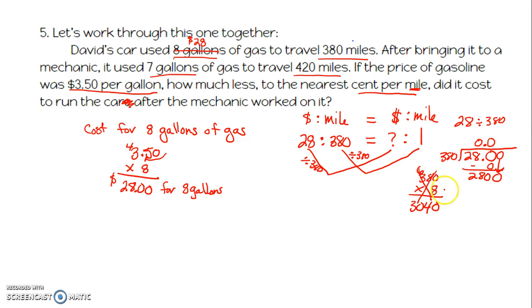So now I'll try 7 maybe. So I'll take 380 times 7. 0, 8 times 7 is 56. Put down a 6, carry a 5. 7 times 3 is 21, and 5 is 26. All right. So this gets me 7. 7 times 380, I figured out, was 2660.